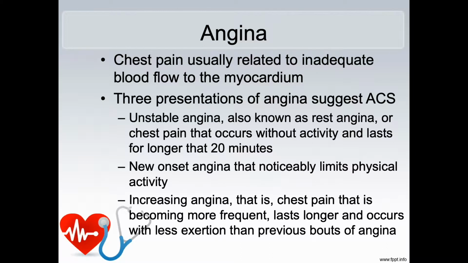Three different types of presentations can suggest acute coronary syndrome. First, there's unstable angina, also known as USA, also known as rest angina, which is chest pain that occurs without activity and lasts for longer than 20 minutes. Another presentation is new onset angina that noticeably limits physical activity. Then there's increasing angina, that is chest pain that is becoming more frequent, lasts longer, and occurs with less exertion than previous bouts of angina. Any of those three suggest ACS.